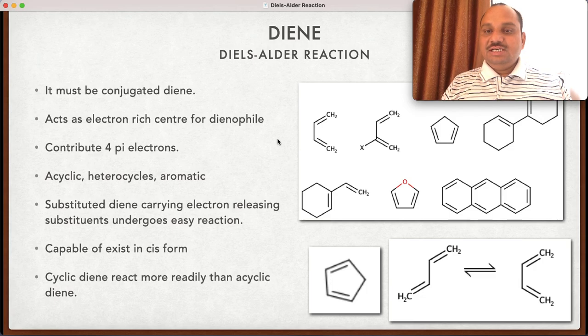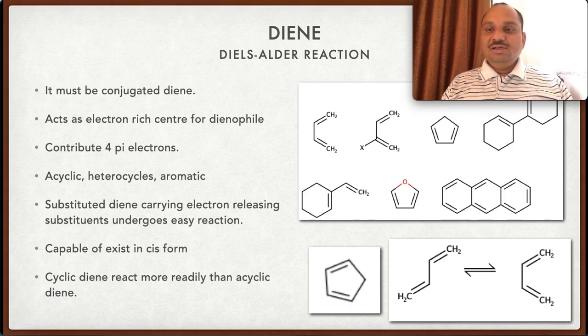Second is the conjugated diene, in which the two double bonds are separated by one single bond, or if double bond and single bond alternate, that is called the conjugated diene. And the third type is the cumulated diene, in which the double bonds are in succession.